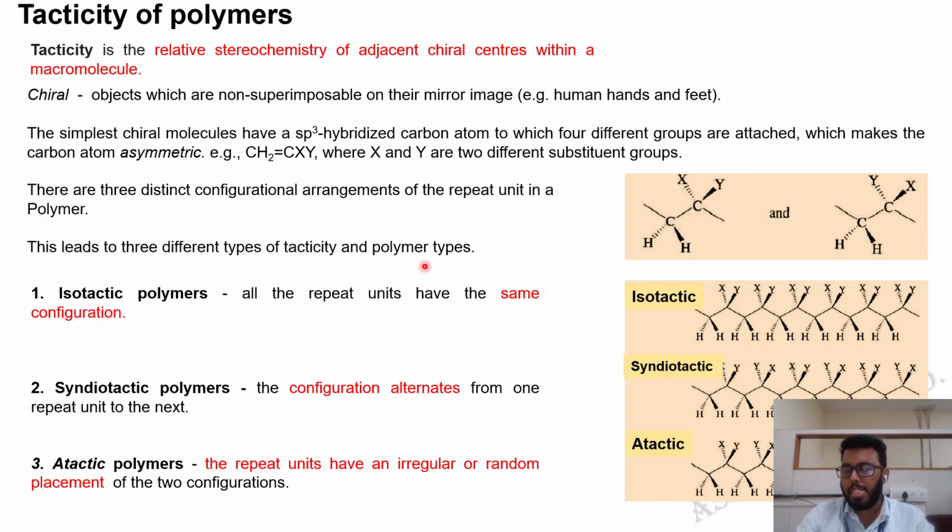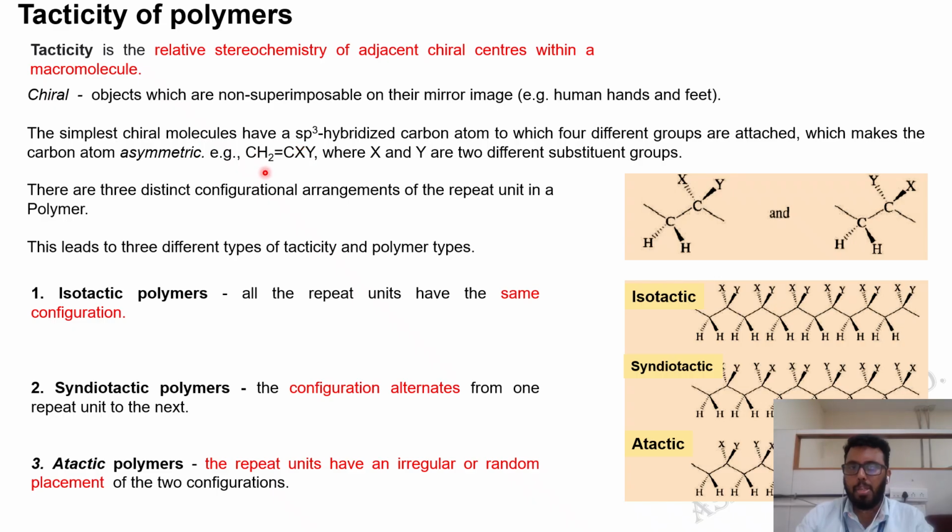That is what means chiral. So you will have a carbon atom at the center and four different groups. For example, you will have one aldehyde, one hydroxyl, one methyl, and one carboxyl group. So aldehyde, hydroxyl, carboxyl, and methyl, four different groups attached to the carbon. Then you call it a chiral carbon, which makes the carbon atom asymmetric.